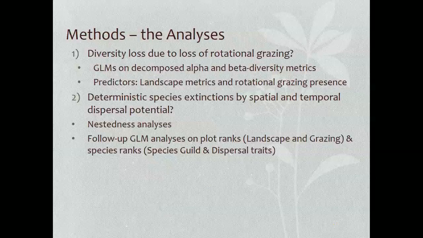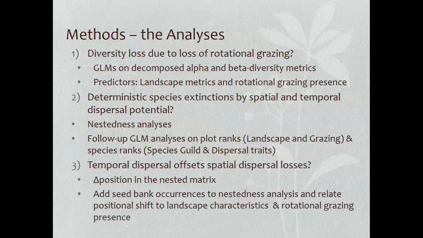Then we looked specifically at the grass and herb layer, and whether these species are being driven extinct by spatial and temporal dispersal potential. For that we did a nestedness analysis, where we extracted information on the positions of the plots and species and related them to those characteristics to identify what was driving the extinctions. And we did this nestedness analysis again, inserting the seed bank data to understand whether temporal dispersal would affect the nestedness pattern, and we would consider that a buffering effect if that was the case.